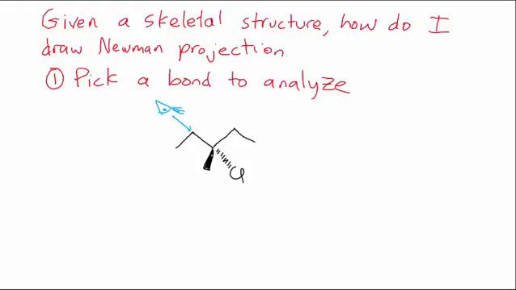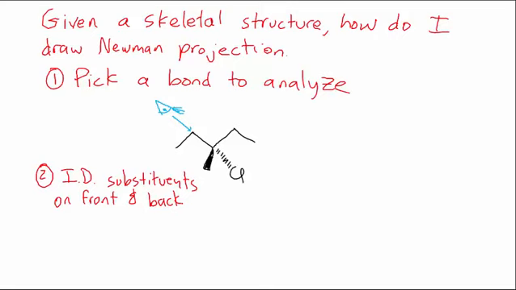But if you're just given a molecule and trying to analyze it on your own, you've got to pick the bond to analyze. But for any problem I give you, I'll usually tell you which bond to analyze. And so then, once you've picked a bond, you've got to identify the substituents on the front carbon in that bond and the back carbon. And the question is, what do I mean by substituents? I mean, whatever groups it's bonded to.